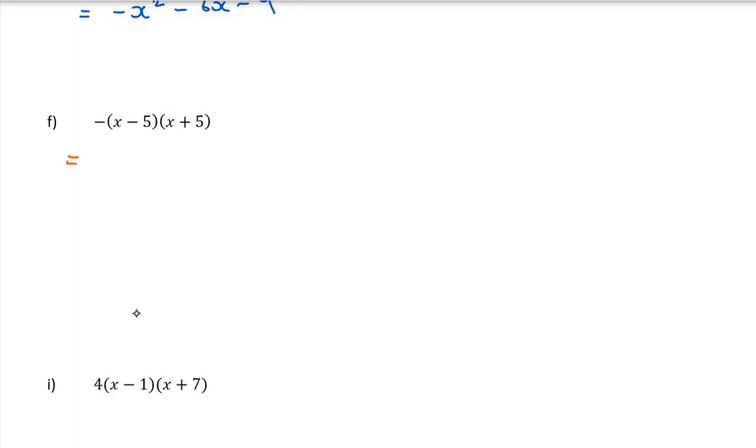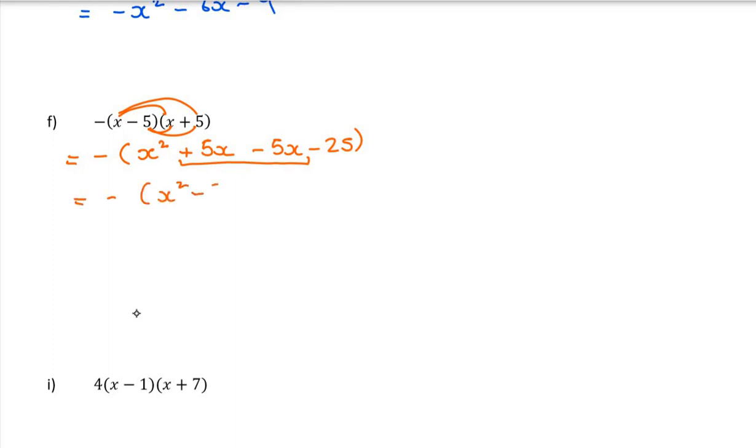Okay, now the next question is a fairly similar one, except I'm hoping that now we're starting to see this pattern. When we see exactly the same brackets but different signs, our middle terms will always cancel. So this is x squared plus 5x, that comes from distributing the x, and then minus 5x, so there they cancel, minus 25. So minus 5x minus 25. So now I can see that those are going to cancel, so I actually just get x squared minus 25, and now I can multiply in my minus, so it's minus x squared plus 25.